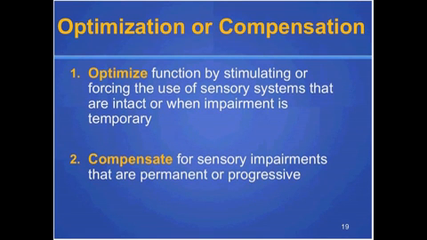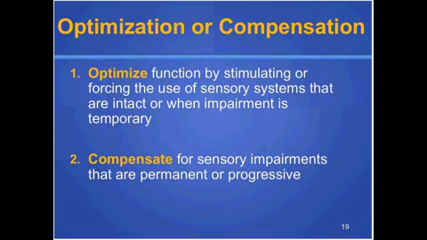Here now we need to understand, however, whether or not our goal is going to be to optimize function, or whether our goal is going to be to compensate for sensory impairments that are permanent or progressive. So in the case of knowing that sensory systems are intact or an impairment is temporary, we want to optimize the function of that particular system. And even in the case of impairments beginning in that system, we still want to assist the client or patient use that system as best they can.